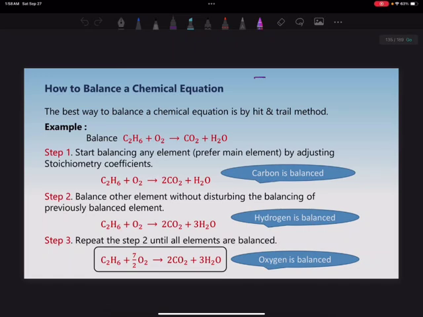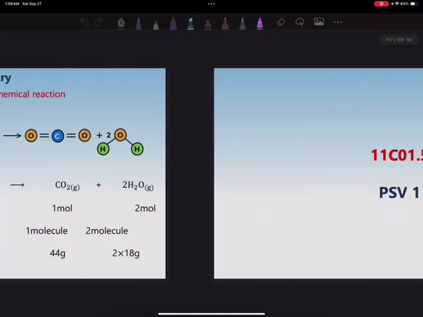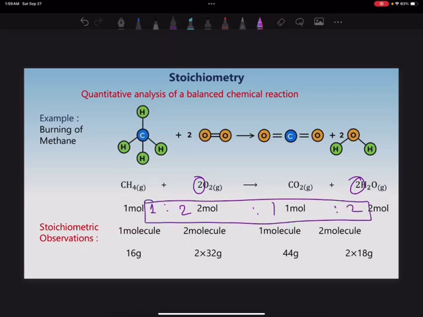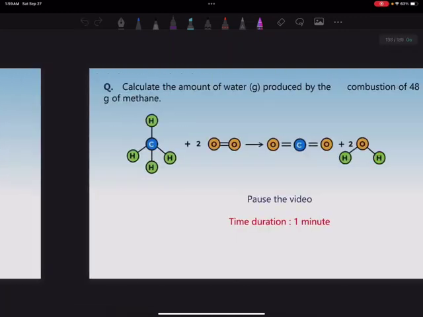How to balance a reaction? This is a quick trick. First, we have to balance any element, then we have to balance another element without disturbing the previously balanced element. Thirdly, we have to repeat this step until all elements are balanced. Stoichiometry is basically the number prior to the molecule, the coefficient. For example, here the stoichiometry is 2, and here the stoichiometry is 2. So here the stoichiometry ratio is 1:2:1:2. Okay. So this we can say is the stoichiometry ratio.